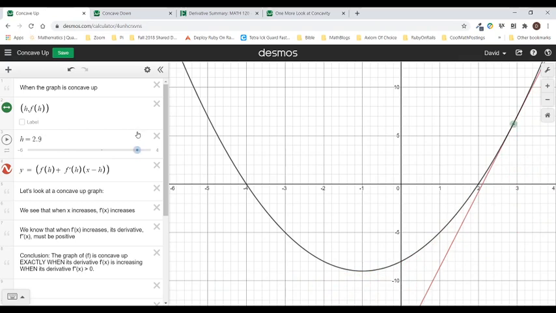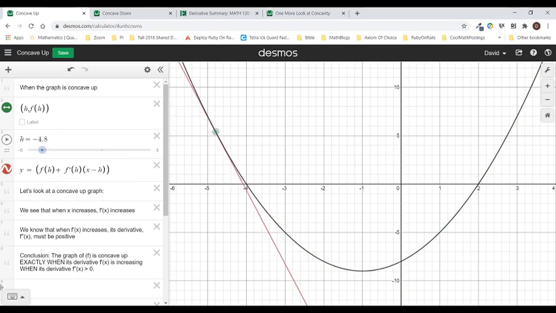Remember, that's not the same thing as saying the derivative is negative or positive. Way to the left, the derivative is negative. Way to the right, the derivative is positive, but the derivative is increasing the whole time. It's increasing here, it's increasing here. Now, what does that have to do with the second derivative?